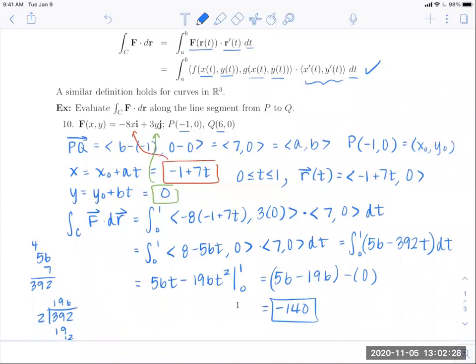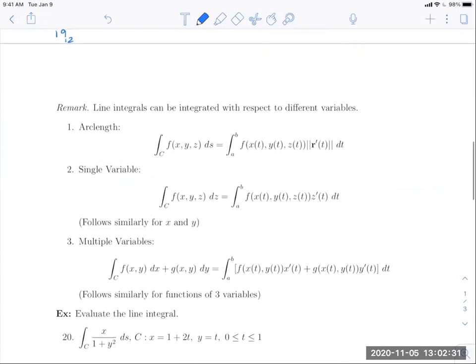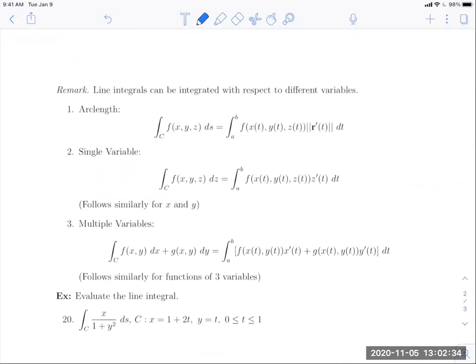All right, let's move on to the next page. The following remark here is just talking about the different ways that you could compute line integrals. For the first one here, we have arc length. What I want to emphasize is to look at this differential. If you see a ds differential, that indicates that you're finding a line integral over arc length. So what does this mean? First of all, I know that d is synonymous with derivative, and s is synonymous with arc length.